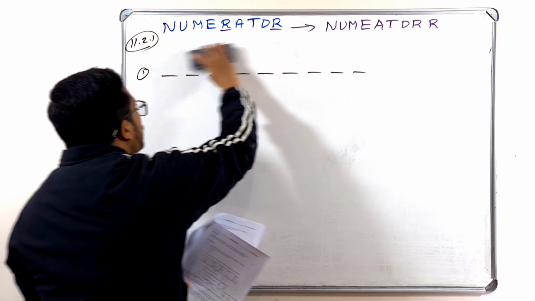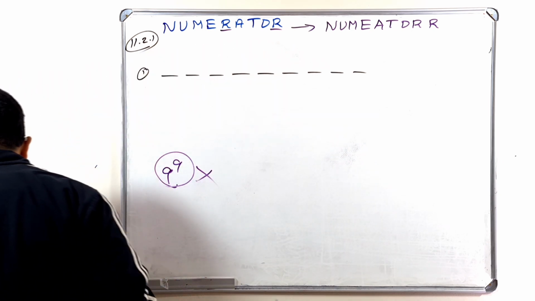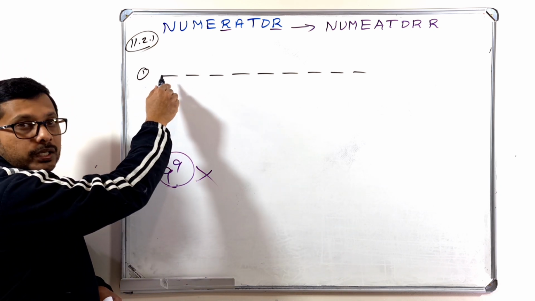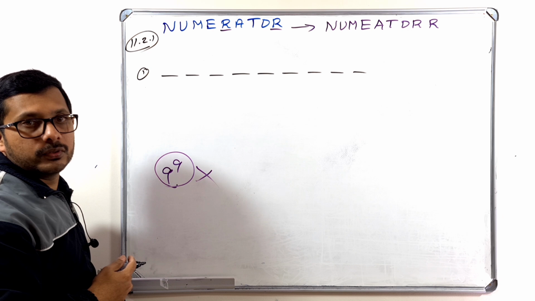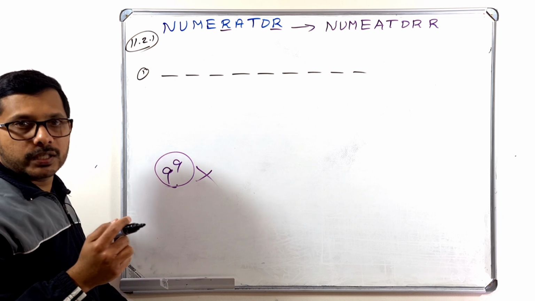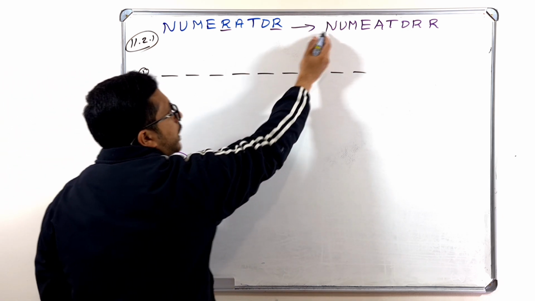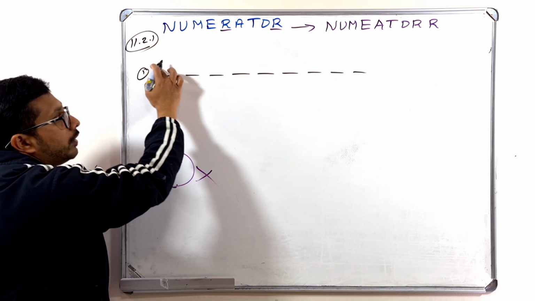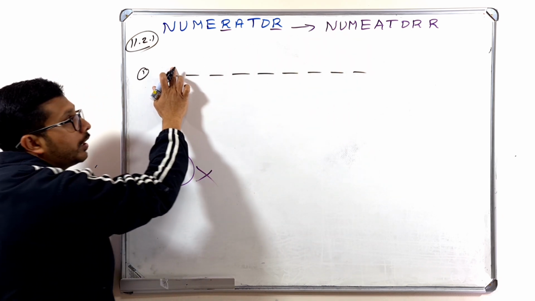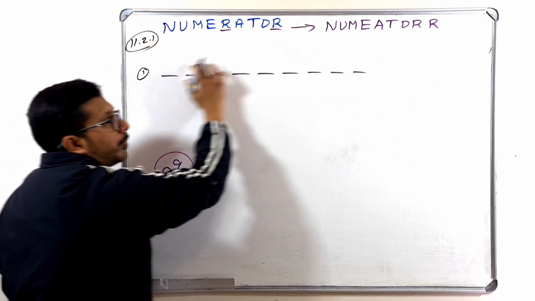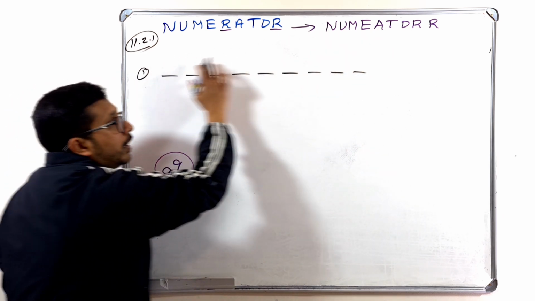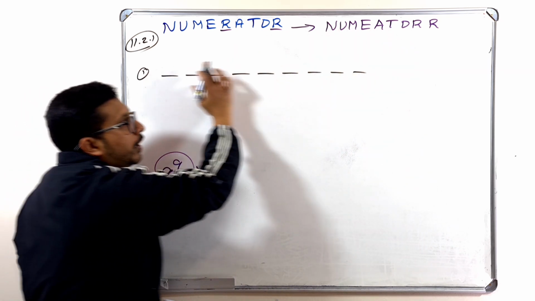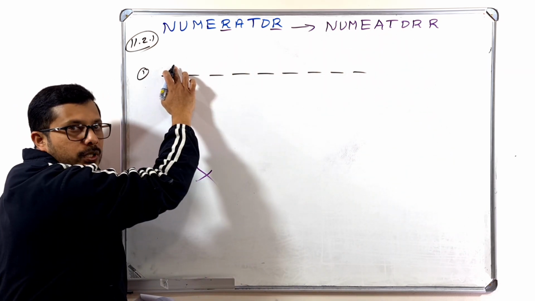For the first position to be filled, what is the first position? This one. For that position, how many options do I have? It's only 8 options, because I can put this N here. There is no problem. I can put U there. Let me put this M here, this E here, this A here, this T here, this O here. There is no problem.